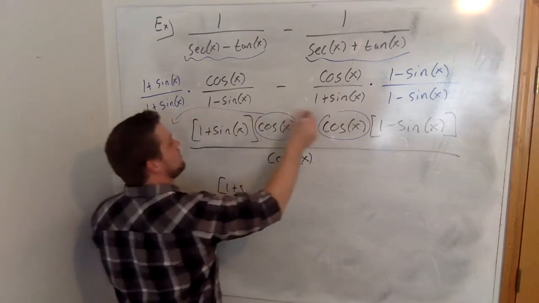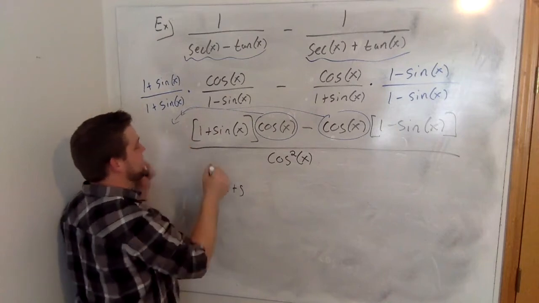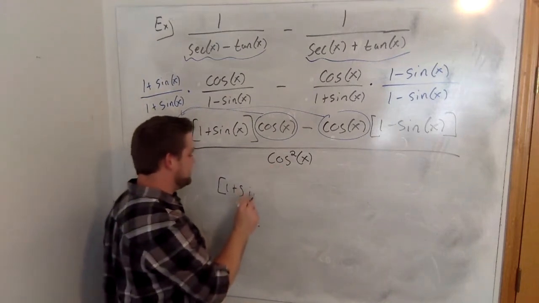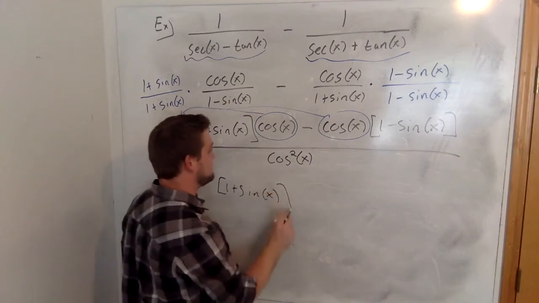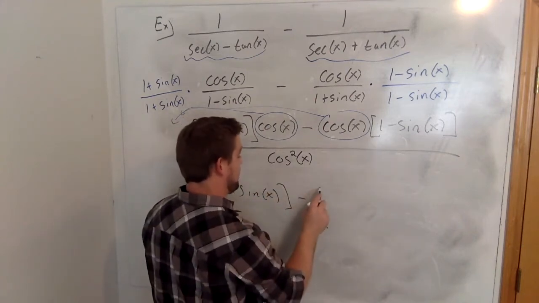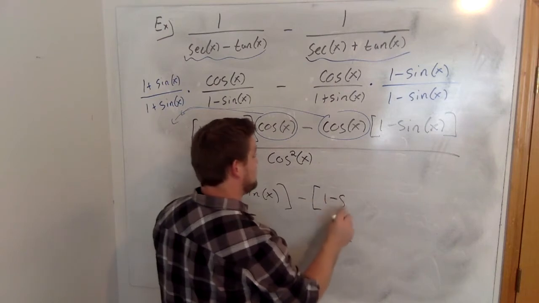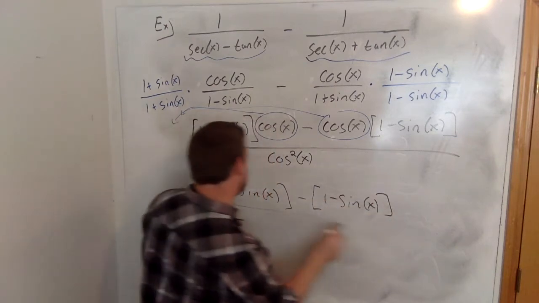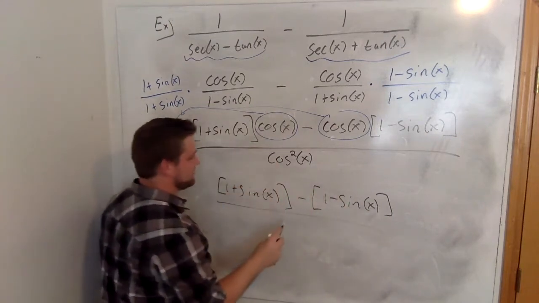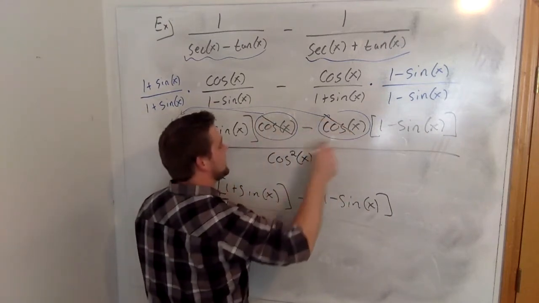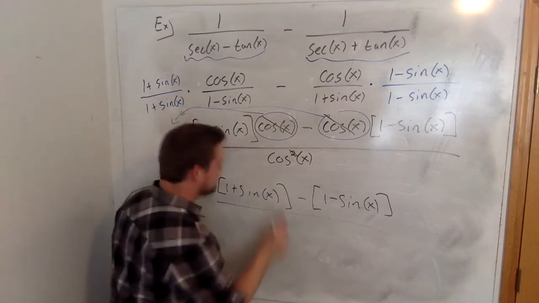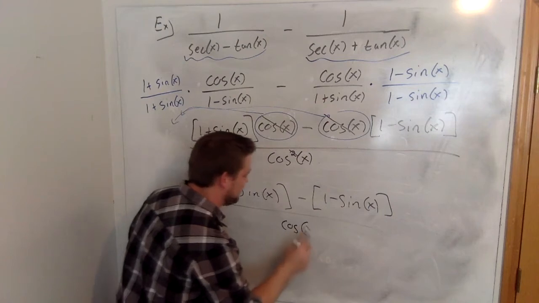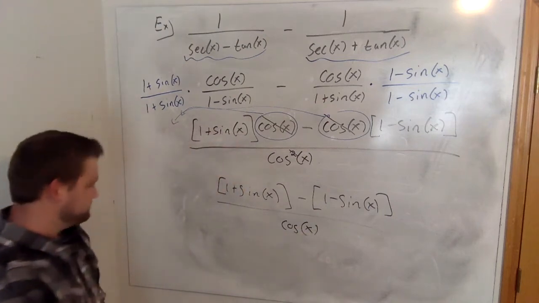I'm factoring a copy out front, and then I can cancel with one of them in the denominator. So this is a 1 plus sine of x minus, don't forget the parentheses still need to be there, a 1 minus sine of x, all over, now I only have one copy of cosine because I canceled them out. So you kind of think I'm canceling one copy from the bottom. Factoring these out, canceling one from the bottom. Cosine of x.